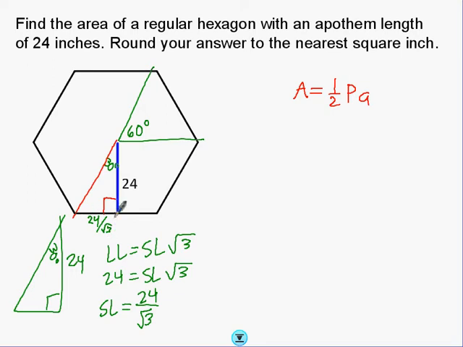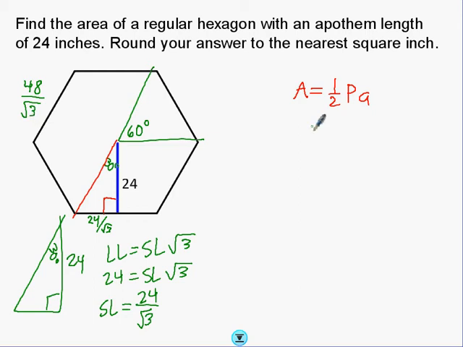Now, this is only half of the side. To get the whole side length, I would have to double that. 24 times 2 is 48. So I have 48 divided by the square root of 3. That's the length of each side. The perimeter is, of course, going to be 6 of those.